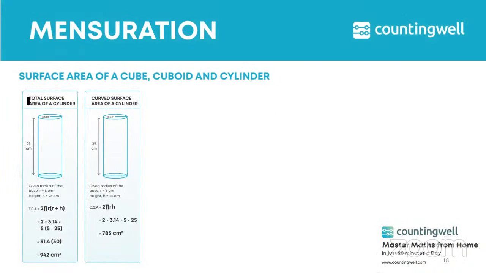Let us see how to find total surface area of a cylinder by using the given formula. We know that total surface area is 2 pi r into (r plus h). Substituting r equals to 5 and h equals to 25 centimeter, we have 31.4 into 30, which is 942 square centimeter. To find the curved surface area, we will only use 2 pi rh, and the value of pi is taken as 3.14. So we have 785 centimeters square.